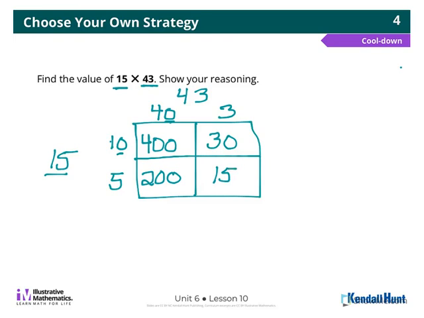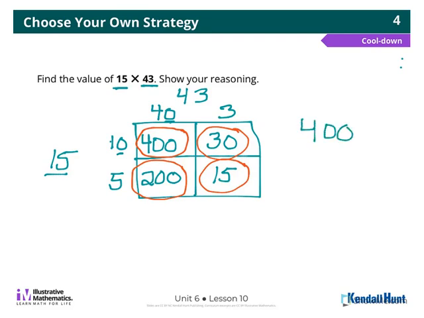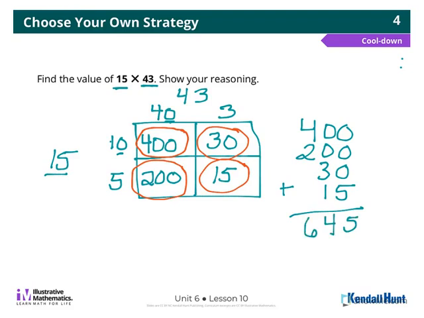My next step is to add up my partial products. Remember, partial products are these 4 numbers in the boxes. So I'm going to line them up by place value, keeping my numbers nice and neat and lined up. Then I just add. So my answer is 645. I'm going to circle it.